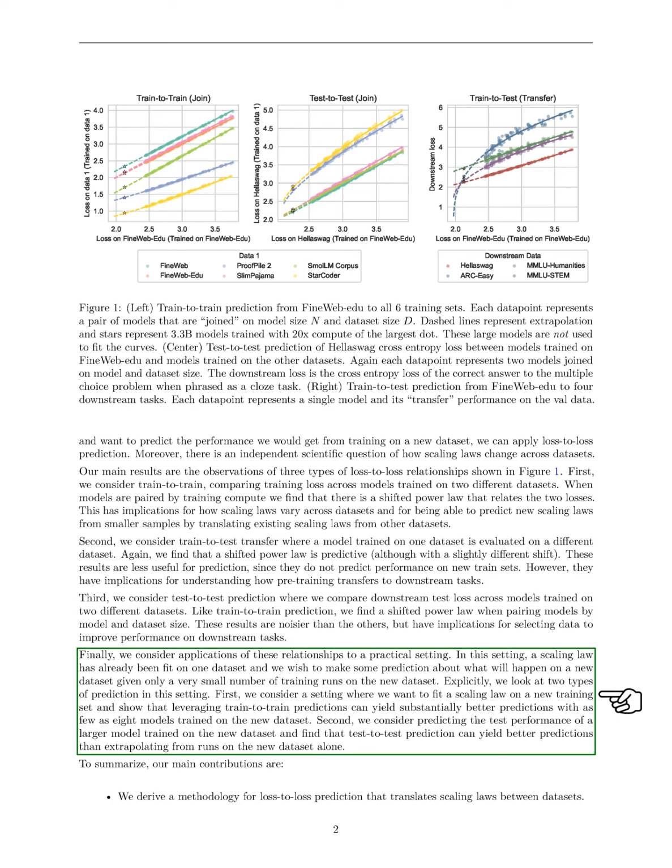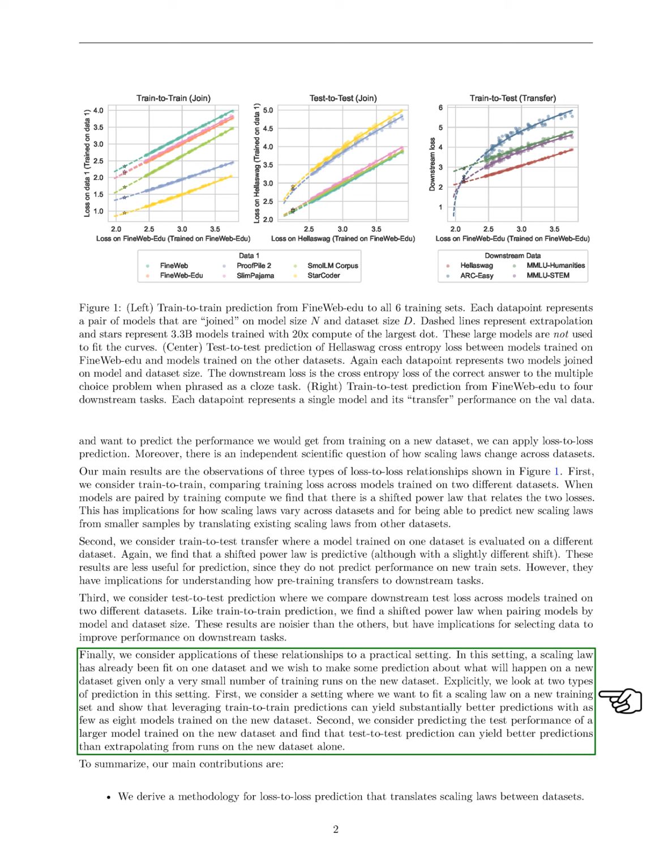When we have a scaling law fitted on one dataset, we can make predictions about a new dataset with only a few training runs. Specifically, we show that using train-to-train predictions can significantly improve our estimates with just 8 models trained on the new dataset. Additionally, we find that test-to-test predictions can provide better insights than relying solely on new dataset runs.